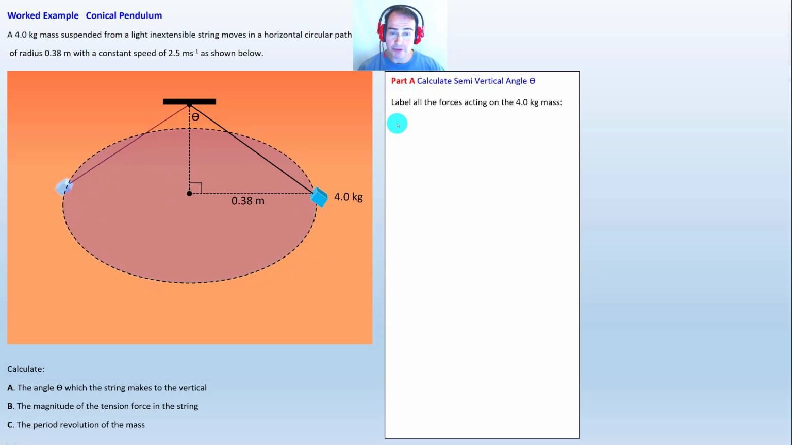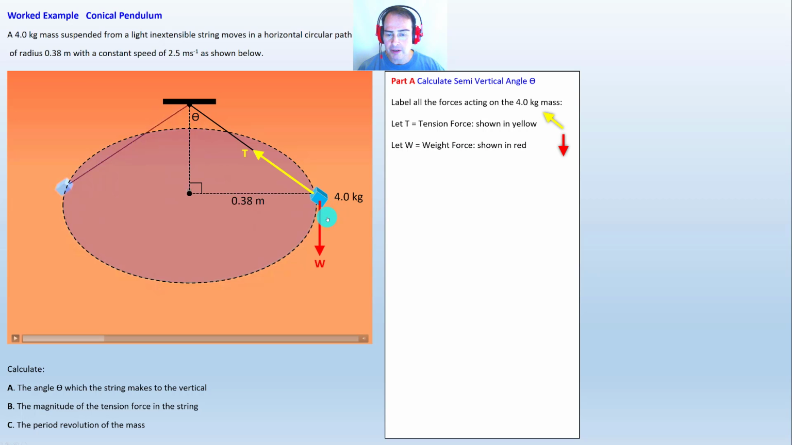Since we know tension is involved, we'll let T represent the tension force, and we'll show this in yellow, acting parallel to the string. There we have it. And the second force that I mentioned earlier was the weight force, so we'll represent that with the letter W, and we'll show that in red as an arrow acting vertically downwards. Over here, acting vertically downwards.